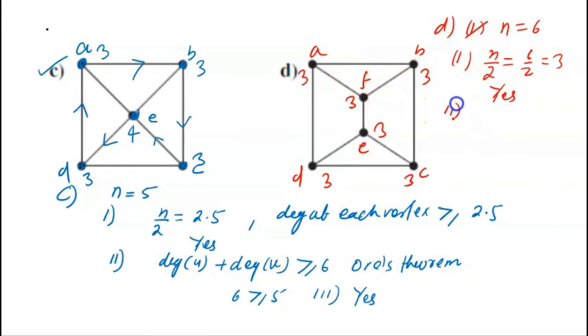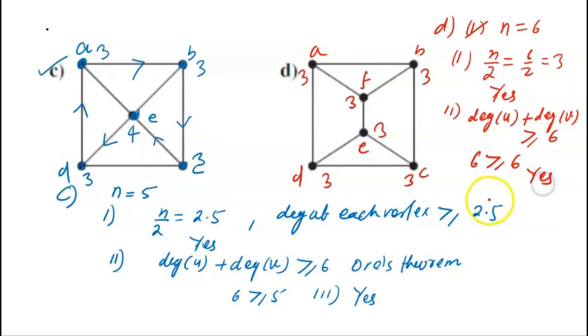Second, can we apply Euler's theorem? Euler's theorem tells you that for two non-adjacent vertices, degree of u plus degree of v should be greater than or equal to n. What is n here? n here is 6. So if you take any two non-adjacent vertices, the degree is 3, so 3 plus 3 is equal to 6, and 6 is certainly greater than or equal to 6. Then certainly we can apply Euler's theorem as well.